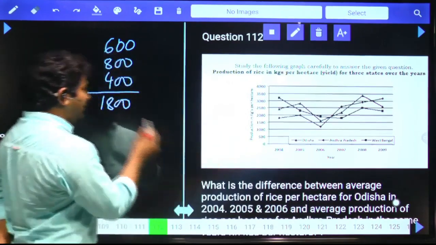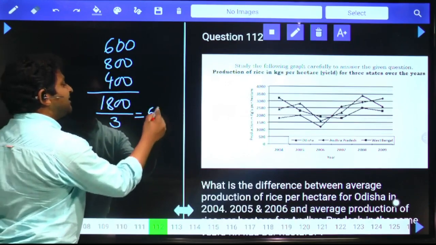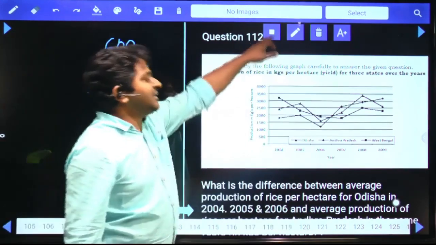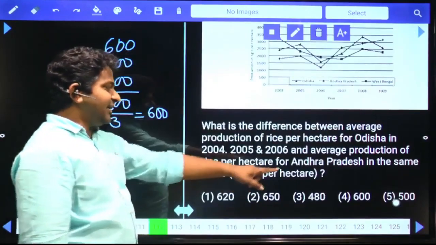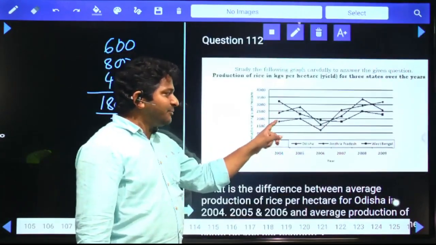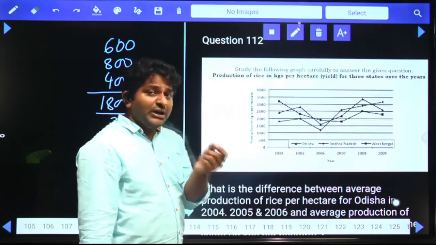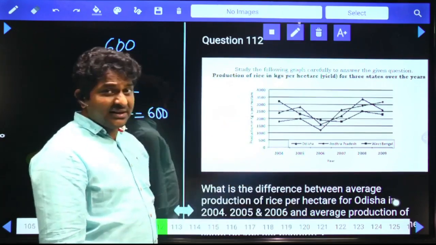Now we need to convert into average for 3 years, divided by 3. Answer is 600, fourth option. Instead of considering the exact number, I'm just taking only the number of lines, because you know each line is 100. That's the reason why I'm going for it.